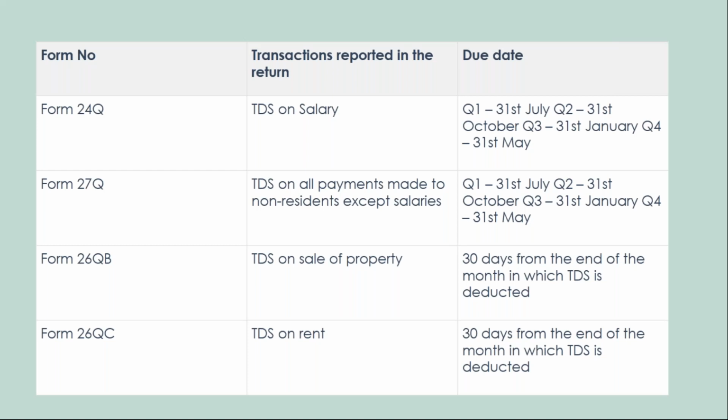For sale of property, when I'm selling a land and building, or some apartments, plot, anything I'm selling, then 26QB. If I'm giving places on rent, plant I'm giving for rent, machineries I'm giving for rent, building I'm giving for rent, space I'm giving, in that case 26QC. When you pay a TDS tax, it is always a quarterly return. It is not monthly, it is quarterly. You will be paying quarterly.